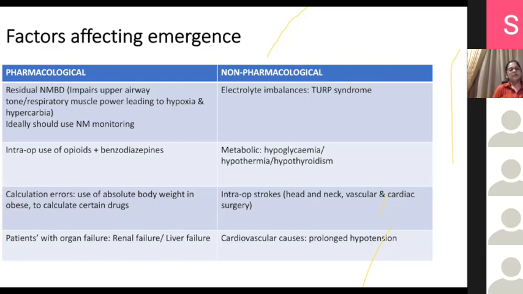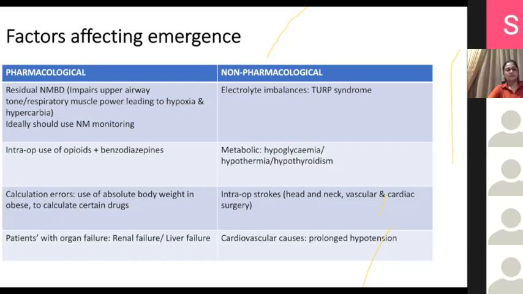It's very important that we use the neuromuscular monitoring devices whenever it's available to us. We also know that intraoperative use of opioids and benzodiazepines are other causes of delayed emergence. And calculation errors, especially for obese patients. If you use actual body weight or the total body weight for most of the drugs, like opioids or maybe drugs like rocuronium or infusions of propofol, we might actually end up with a patient who has a delayed emergence.